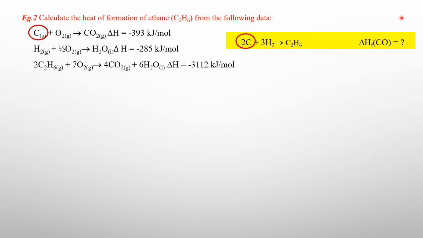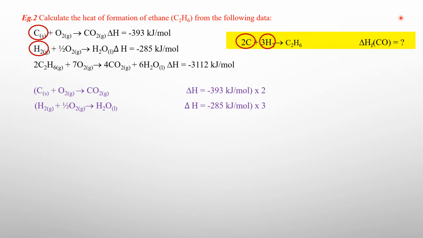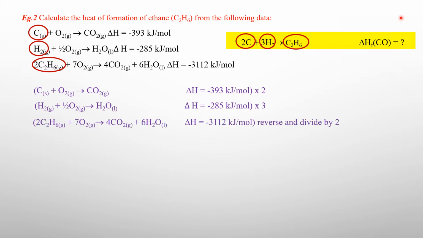So what we will do is we will multiply this equation by 2. Okay, then let's look at hydrogen. We have 1 hydrogen given here and we want 3 moles of hydrogen on the reactant side. So we will multiply this equation by 3. And then we have C2H6 on the reactant side, 2 moles of that. But we want C2H6 on the product side, 1 mole. So we will reverse this equation and then divide it by 2. So now once we do that, this is how the equation will look like.